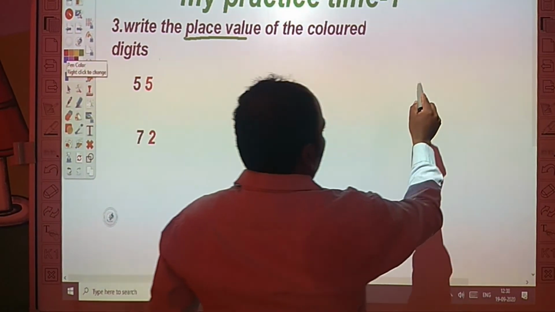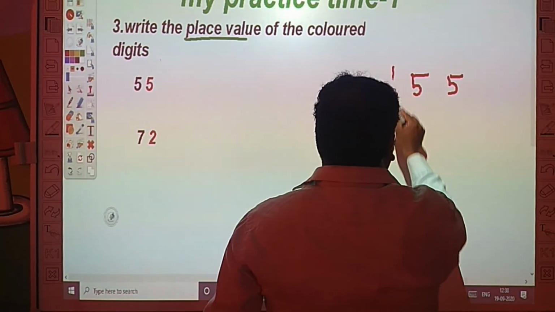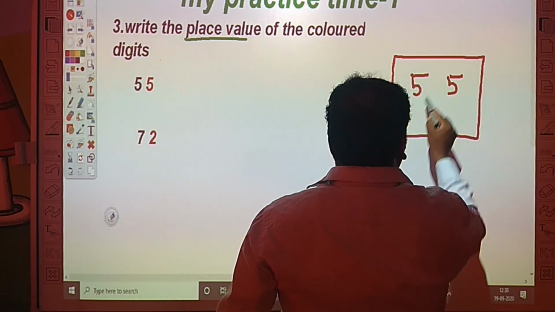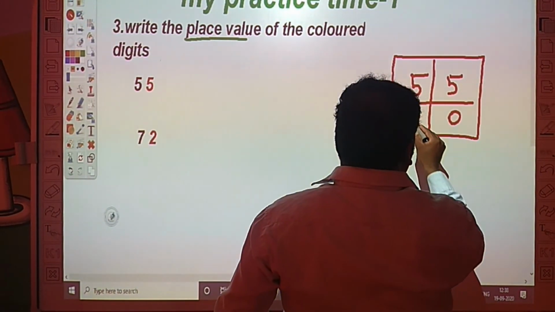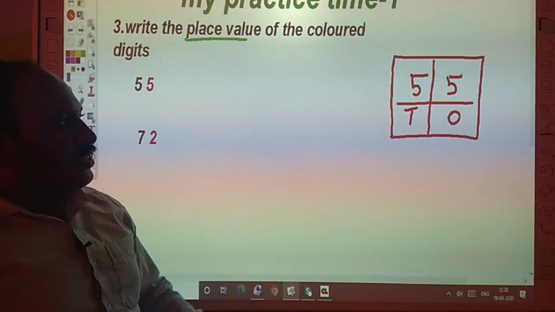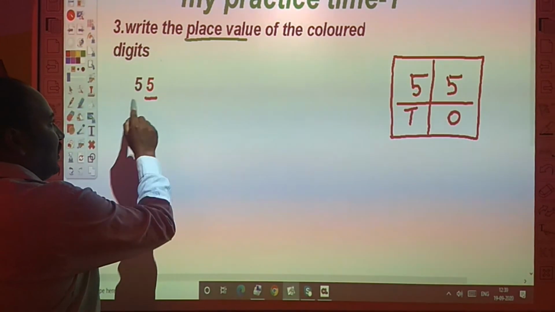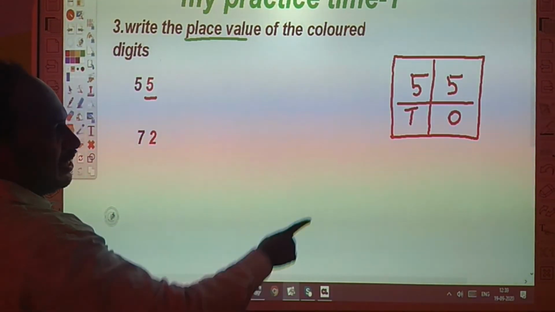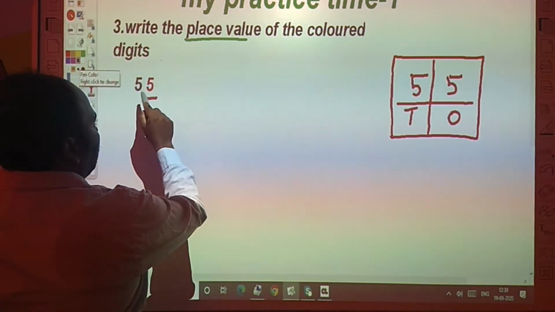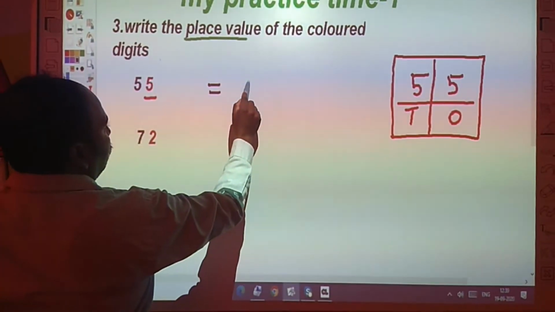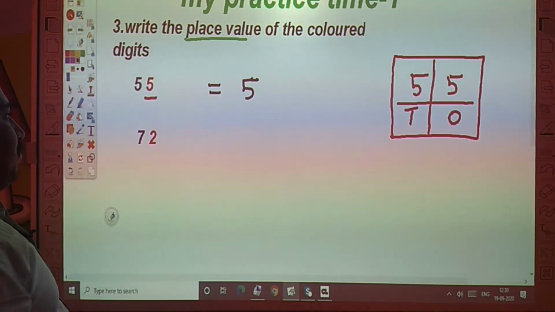Listen here. Given the number 55, we take the place value for 55: ones and tens. 5 ones and 5 tens. We want the color digit. Here the color digit is 5, in the ones place. So the place value of 5 is equal to 5.